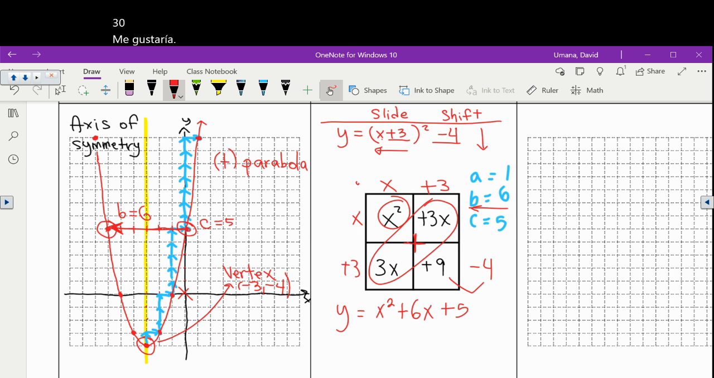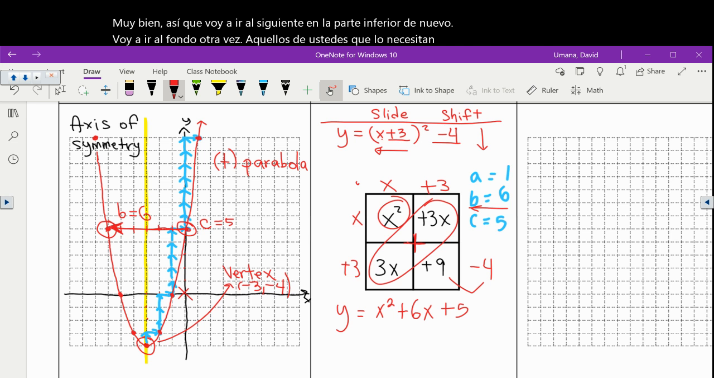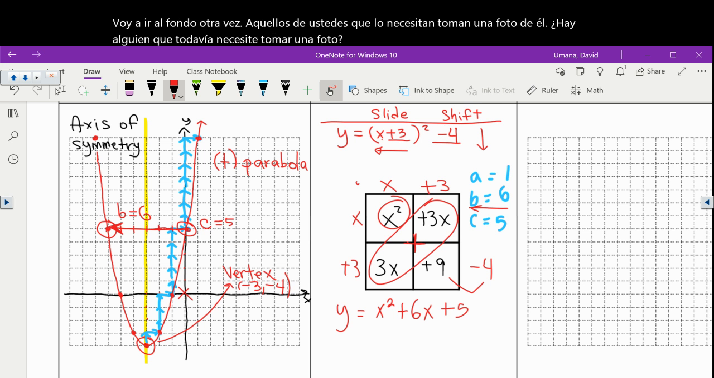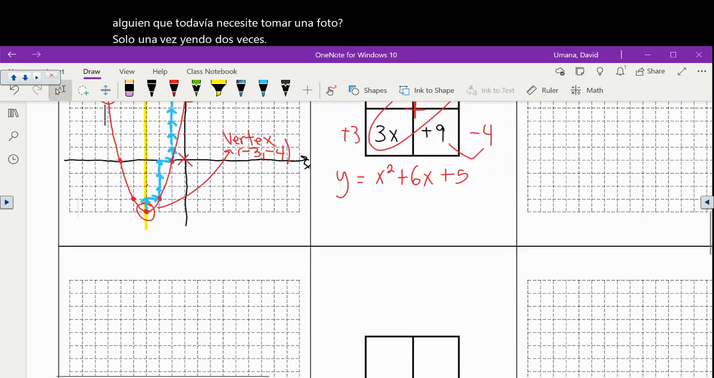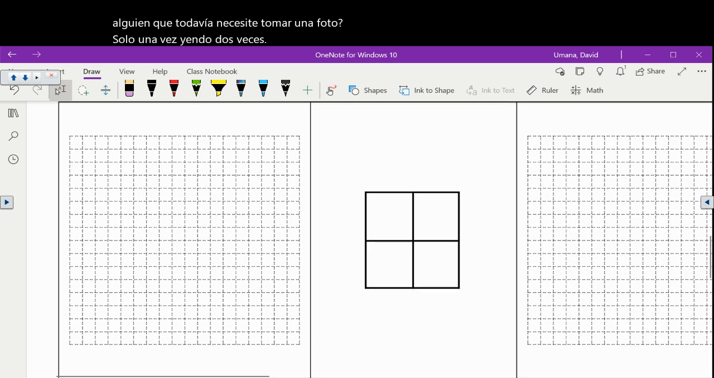All right. So I'm going to go to the bottom one again. Those of you who need it, take a picture of it. Is there anybody who still needs to take a picture of it? Going once, going twice. And I went to the bottom one.